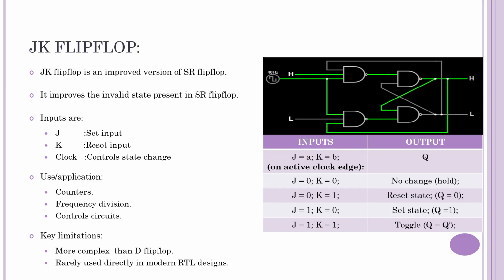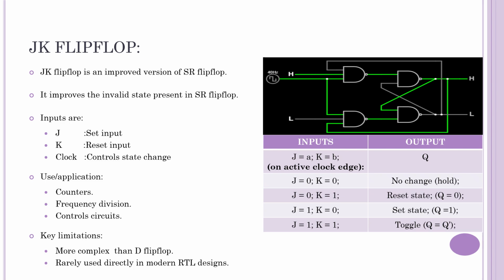Because of this toggle feature, JK flip-flops are widely used in counters, frequency dividers, and control circuits. But from the modern RTL perspective, they are more complex than D flip-flops and rarely used directly in FPGA or ASIC designs. In fact, most designs prefer D flip-flops for simplicity and clarity.